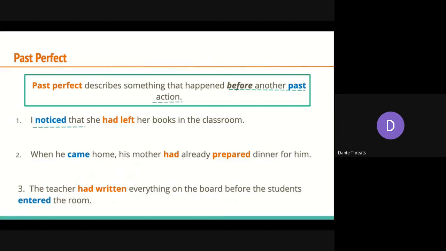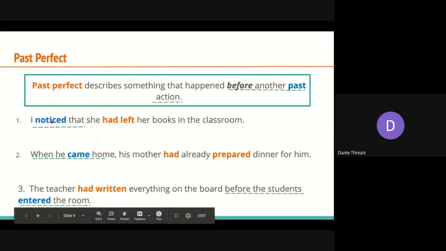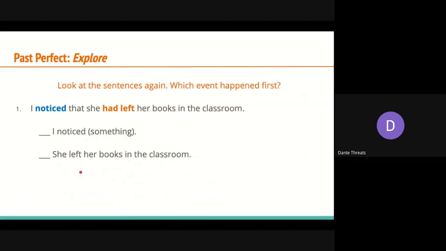Okay. So let's go back to number 1. Okay, so all of these are the second action. I noticed that when he came home, before students entered the room. All of them are past actions, right? Okay, let's look at the sentences again. I noticed that she had left her books in the classroom.